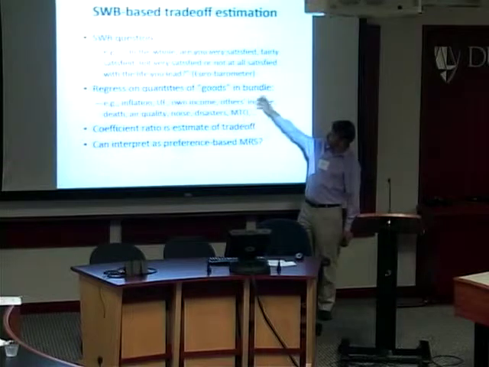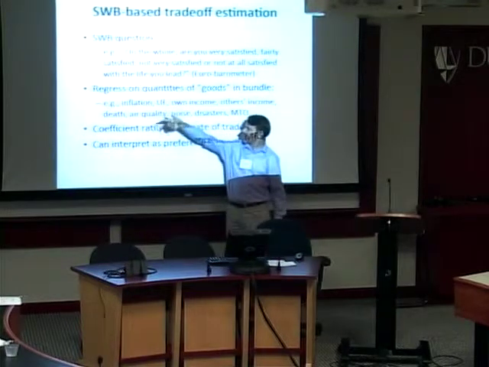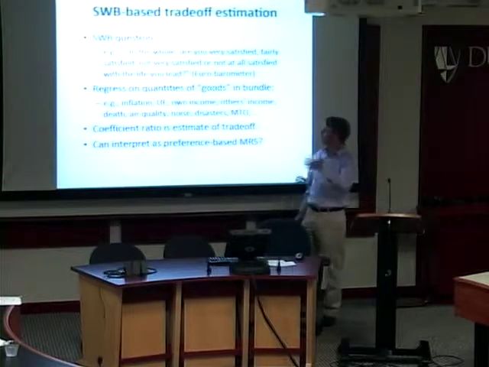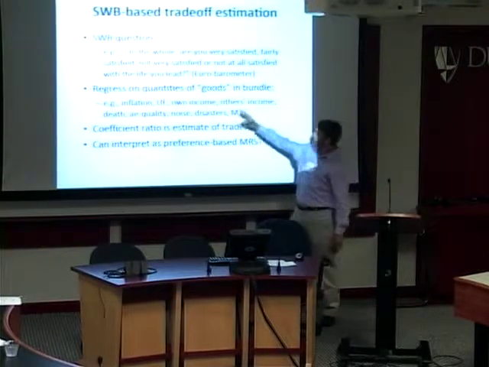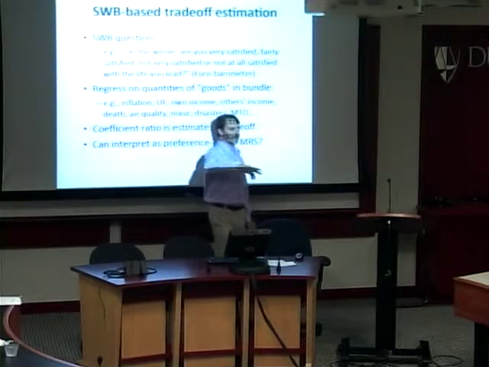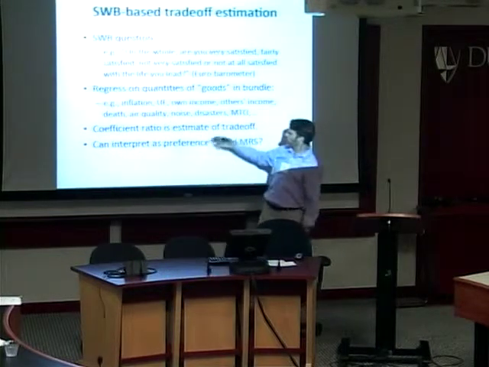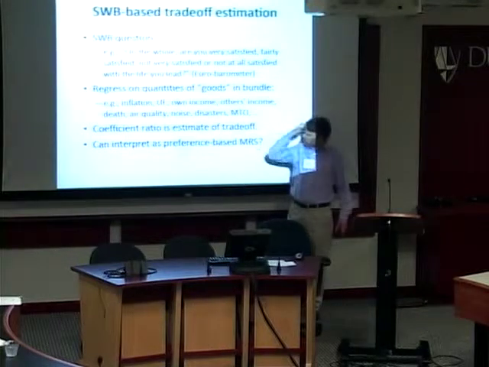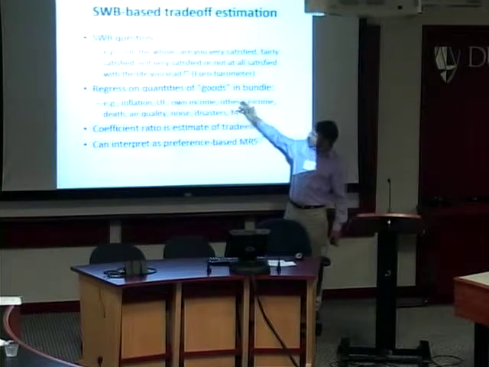So there are a lot of papers that do it with inflation and unemployment. I gave one example, but you could look at the rate of trade-offs of your own income versus others' income. You could try to price death. How much more income do I have to give you to compensate you for a death in the family? And you could price noise and the floods, et cetera. So a big literature that does that.